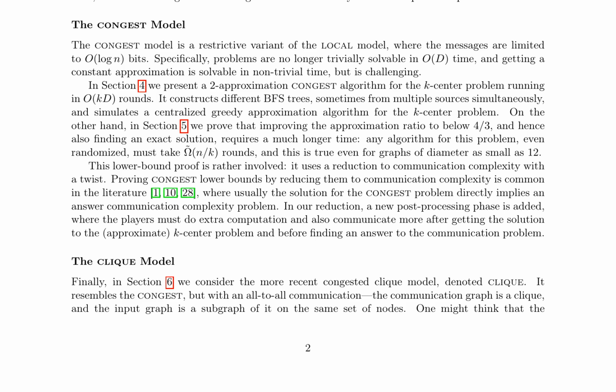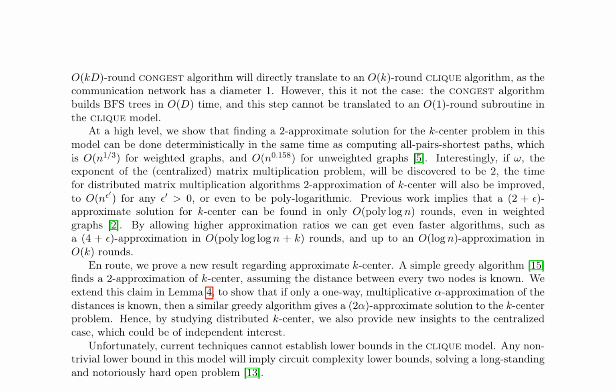Finally, the authors consider the congested CLIQUE model, which resembles the congest model but with all-to-all communication. The distributed K-center problem in the CLIQUE model is a fundamental challenge in distributed computing. It involves finding a set of at most k nodes that minimizes the maximum distance of any node to its nearest center. A congest algorithm with O(kd) rounds does not directly translate to an O(k) round CLIQUE algorithm due to differences in the communication network's diameter and the construction of BFS trees.